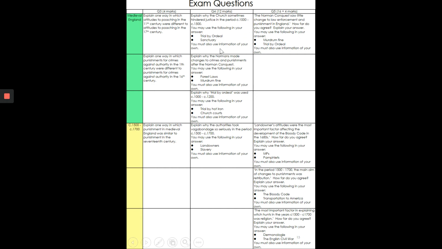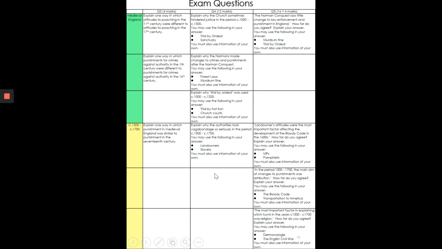Then the 12-mark questions, and we're saying to you they have 3 paragraphs. And the reason you know it is always 2 of the bullet points plus something else. So your question for 12 marks will always be explain why something happens. So in this case, we've got explain why the church sometimes hindered justice. Hindered means held it back, in the period 1000 to 1500. Explain why the Normans made changes to crimes and punishments after the Norman conquest. Explain why trial by ordeal was used 1000 to 1200.